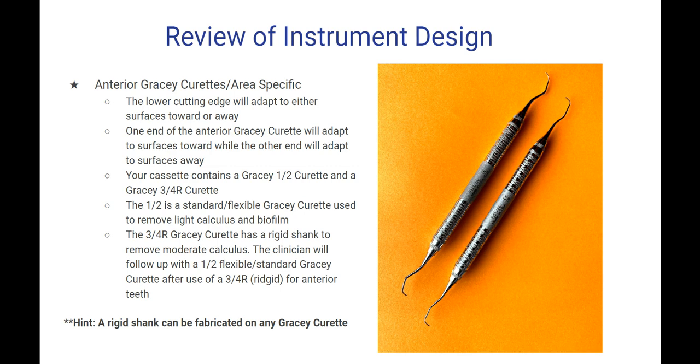Your cassette contains a Gracey 1-2 curette and a Gracey 3-4R or rigid curette. The 1-2 is a standard flexible Gracey curette used to remove light calculus and biofilm. The 3-4R Gracey curette has a rigid shank to remove moderate calculus. The clinician will follow up with a 1-2 flexible or standard Gracey after the use of the 3-4R for anterior teeth. If you look in the photo, you can see that the shank on the 3-4R is thicker or heavier than it is on the flexible 1-2.